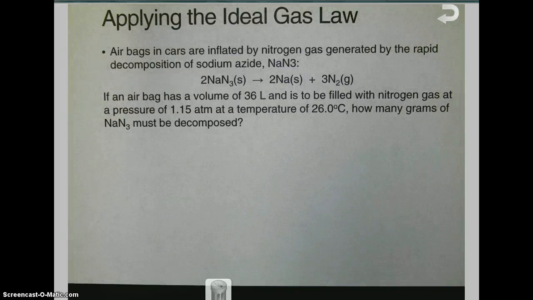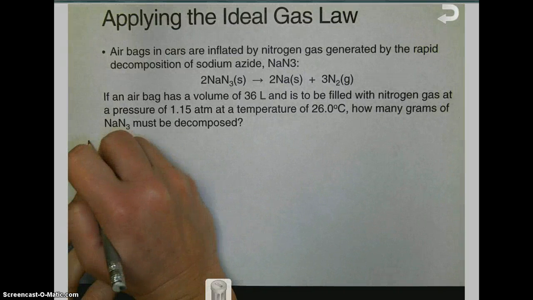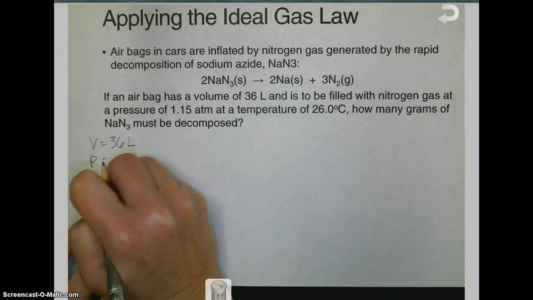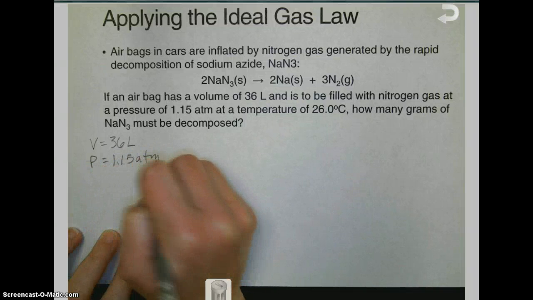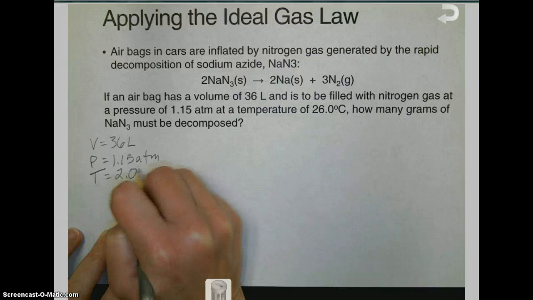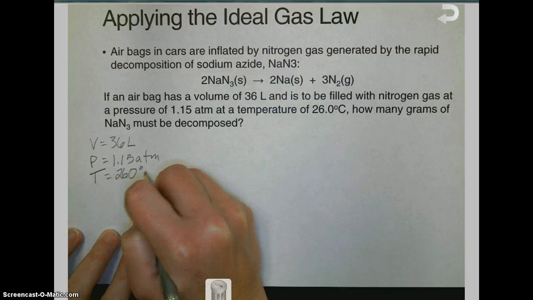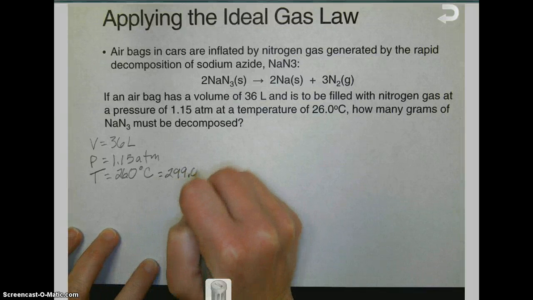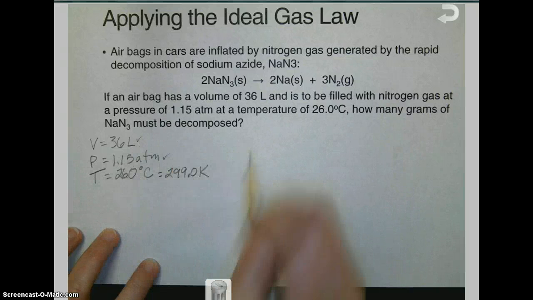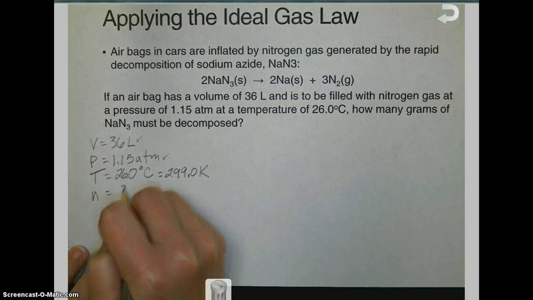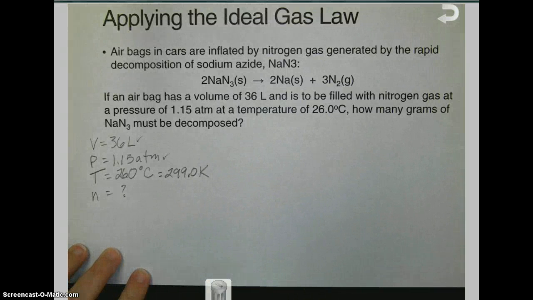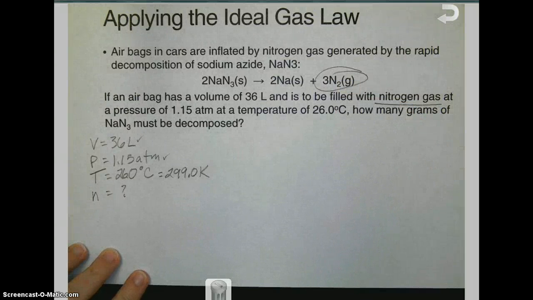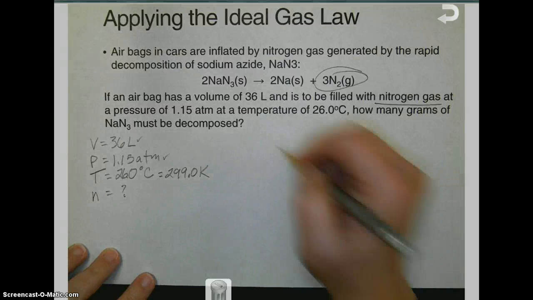All right, so let's start with what we know. We know that our volume is 36 liters, our pressure 1.15 atmospheres, and our temperature is 26.0 degrees Celsius. Again, we have to change that to Kelvin, so 299.0 Kelvin. Liters are good, atmospheres are good. Now, we don't know N, so that's what we're solving for. These variables are all for nitrogen gas, which is right here. So we're solving for moles of nitrogen gas.